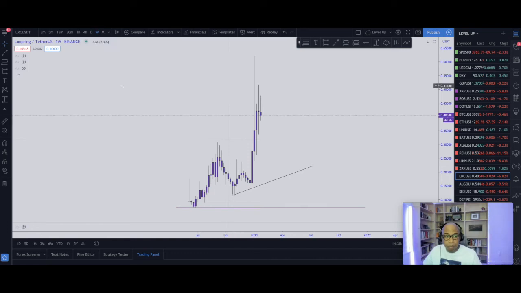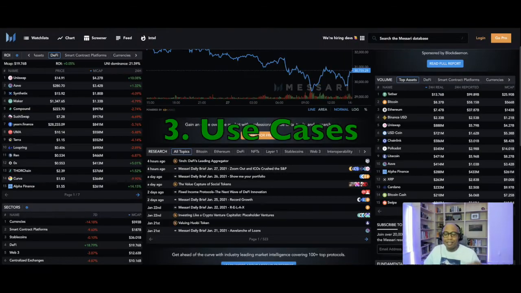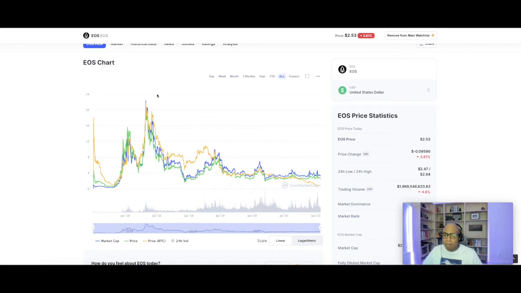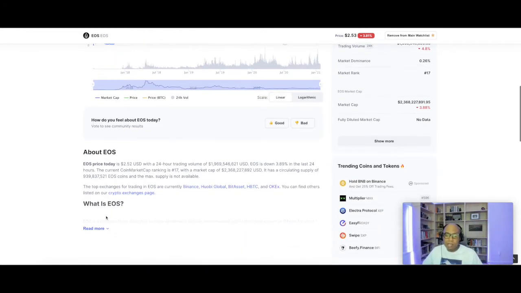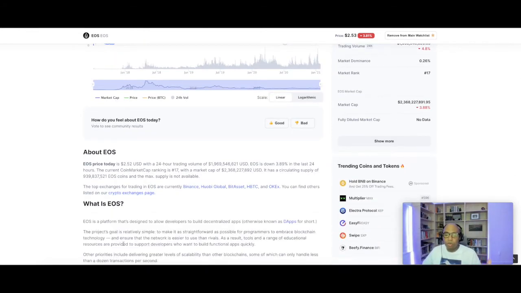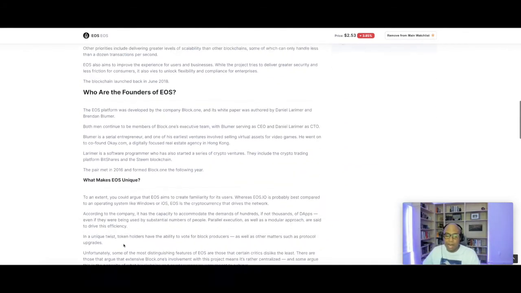Now, the third thing you need to look at is the use cases. How is the technology being implemented currently? What are the plans to implement the technology? To be honest with you, there are not a lot of places you can find current use cases. One of the most basic ways, and really the free way, is literally to go onto the website for the actual project.